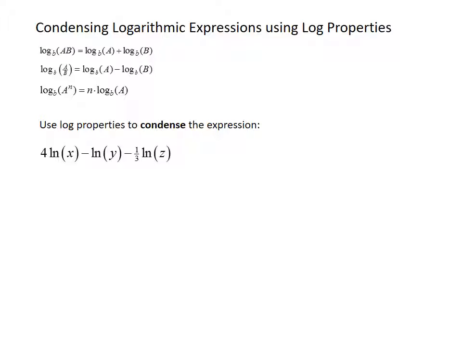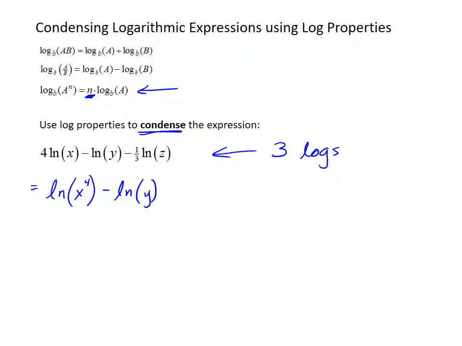Here's another example of condensing a log expression. Once again, in condensing, the idea is to go from 3 logs, which we have right here, and ideally get down to 1. So always start with your exponents first. If you have a number outside of a log, you're going to pull that up as an exponent of the input. So we're going to pull that 4 up as an exponent, and then we've got one other coefficient out front, the 1/3, that is going to go into the exponent of z.